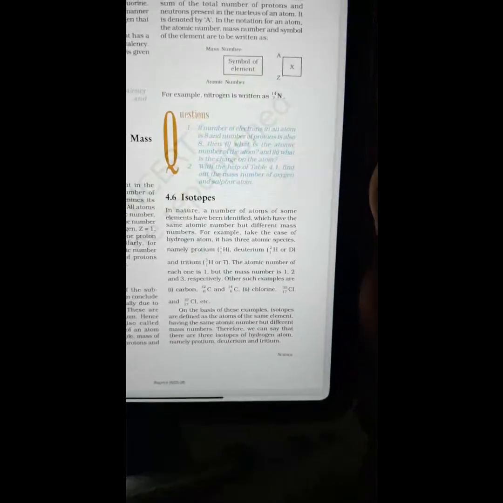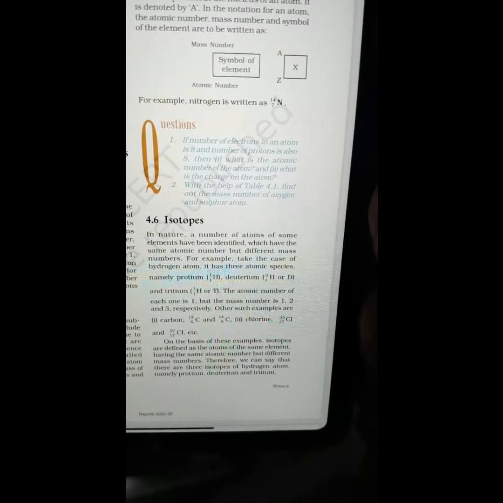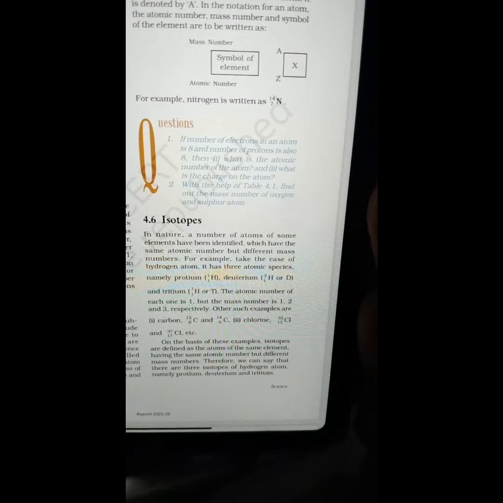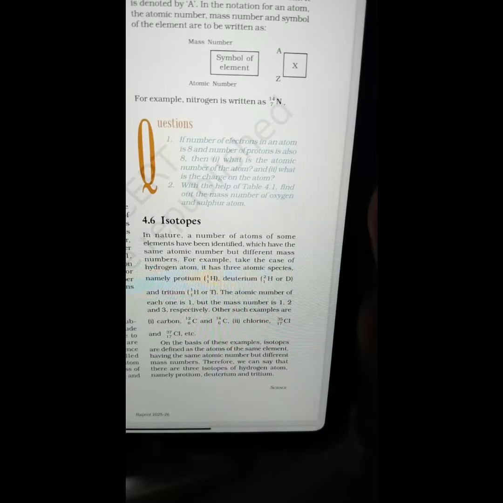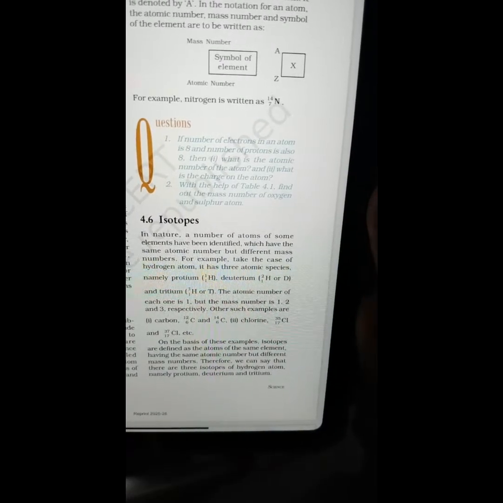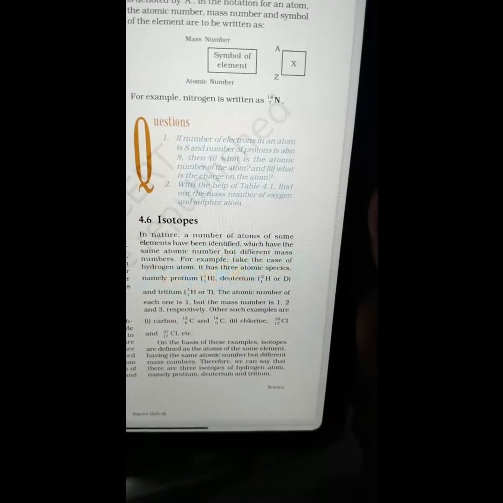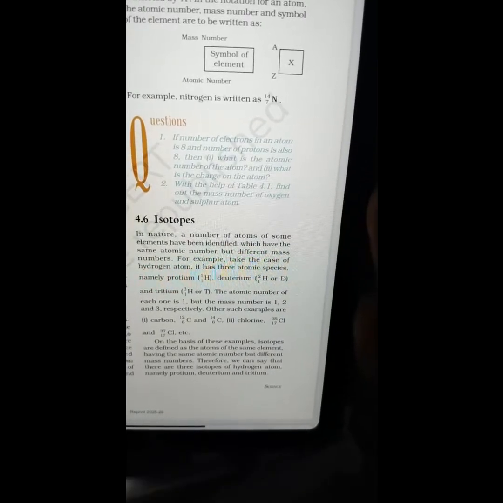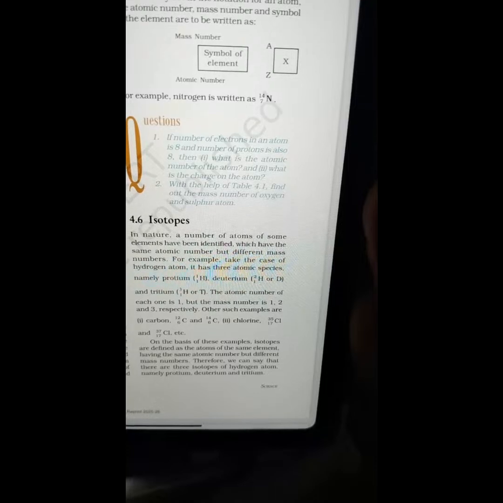Let's come on to this part, which is 4.6, isotopes. In nature, a number of atoms of some elements have been identified which have the same atomic number but different mass numbers. For example, take the case of the hydrogen atom. It has three atomic species, namely protium, deuterium or D, and tritium or T. The atomic number of each one is 1, but the mass number is 1, 2, and 3 respectively. Other such examples are carbon-12, 6 and carbon-14, 6, and chlorine-35, 17 and chlorine-37, 17, etc.